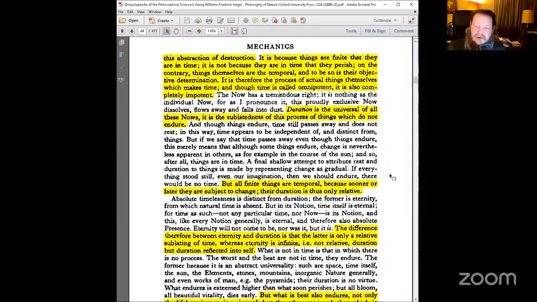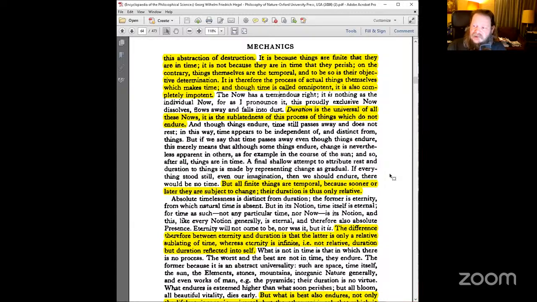It is the sublatedness of this process of things which do not endure. And though things endure, time still passes away and does not rest. In this way, time appears to be independent of and distinct from things. But if we say that time passes away, even though things endure, like mountains, over a short period of time, right? This merely means that although some things endure, change is nevertheless apparent in others, as for example, in the course of the sun, and so after all, things are in time.